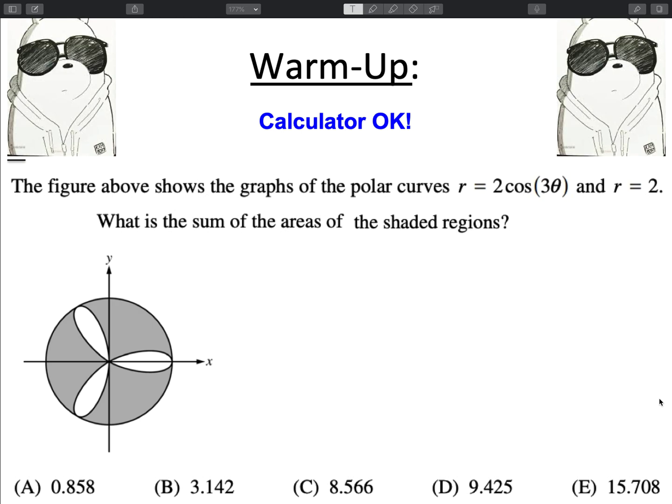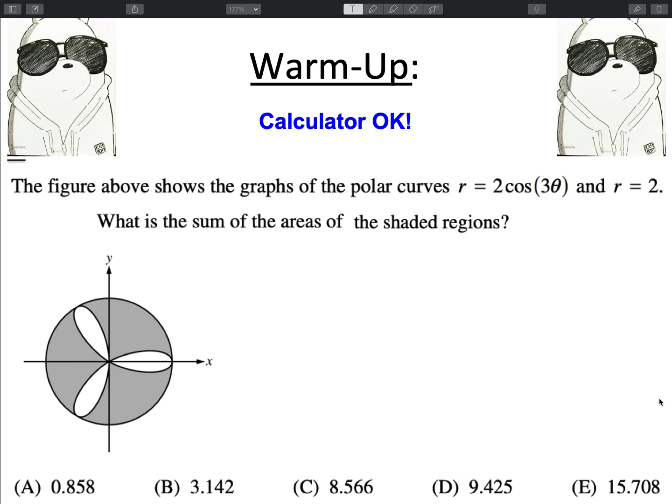Back to another video about vectors. Today's warm-up is a calculator active warm-up. It says the figure below shows the graphs of some polar curves. We see r equals 2 cosine of 3 theta and r equals 2. What is the sum of the areas of the shaded regions?